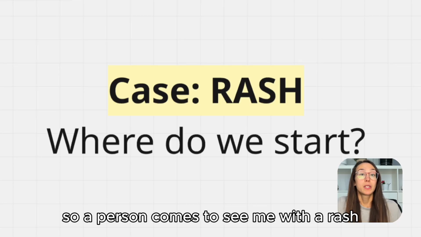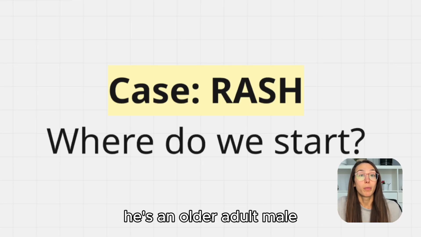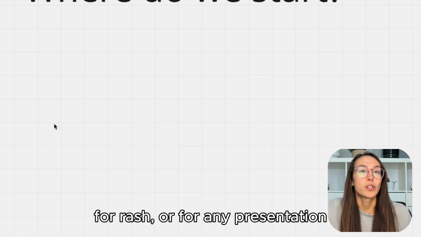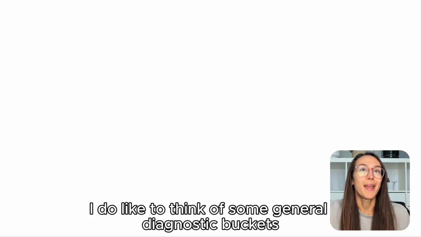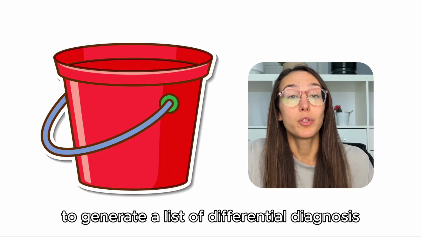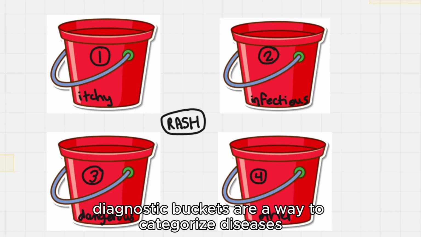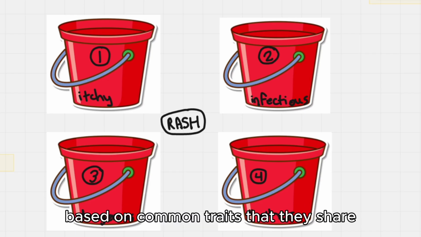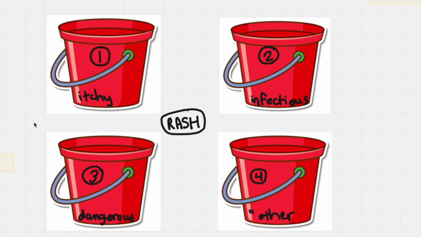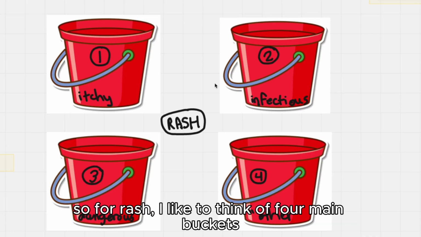So, to illustrate, let's pop into a case ourselves. A person comes to see me with a rash. He's an older adult male. For a rash or for any presentation, I do like to think of some general diagnostic buckets, I call them, to generate a list of differential diagnoses. Diagnostic buckets are a way to categorize diseases based on common traits that they share.